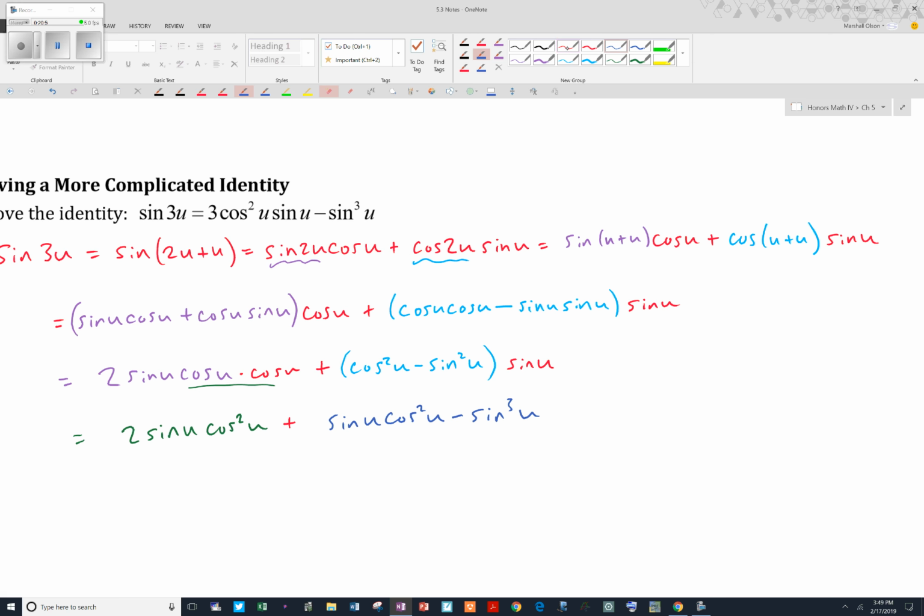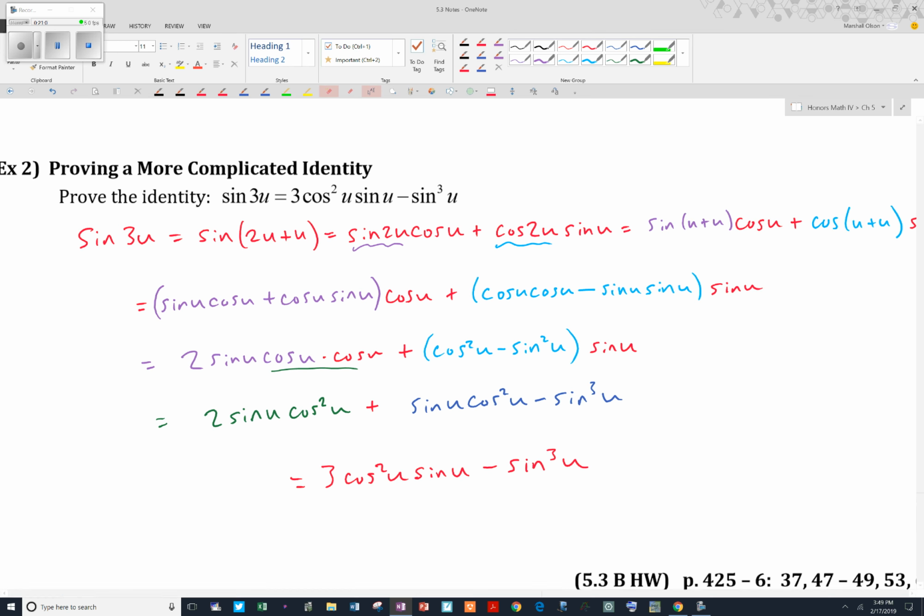If you look at that right-hand side, our final answer is going to be combining these two guys together so that we have 3 cosine squared of u times the sine of u. And then we have the minus sine cubed at the end. And we have now verified that identity. A lot of expanding. The math isn't hard. You got to stay organized. You got to make sure you keep parentheses where you need them.